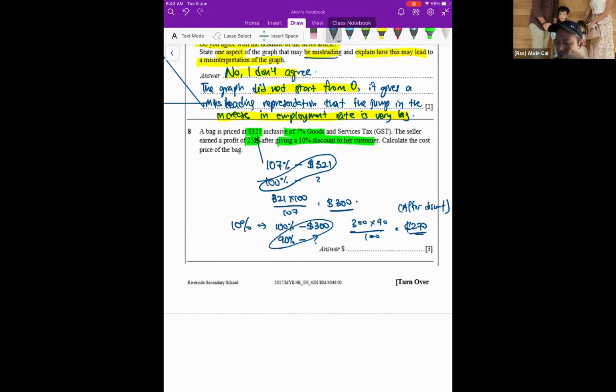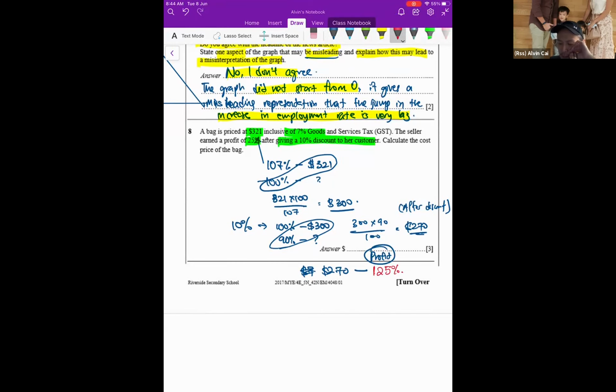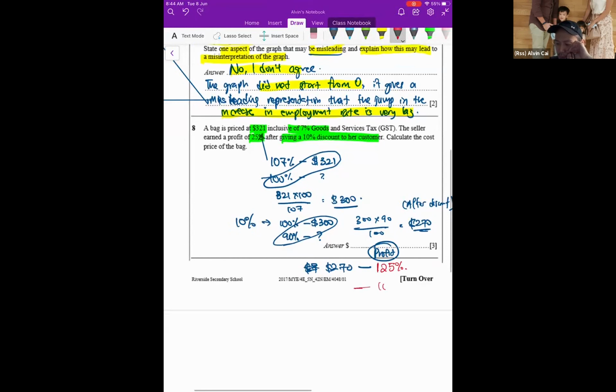Okay, because this 270 now, we still make a profit of 25%. That means when we see the word profit, it's more than 100%. So now we're going to have a new percentage for this 270. So the percentage becomes 125%. Okay, so we want to find your 100%, which is the cost price. Always remember cost price is always 100%.